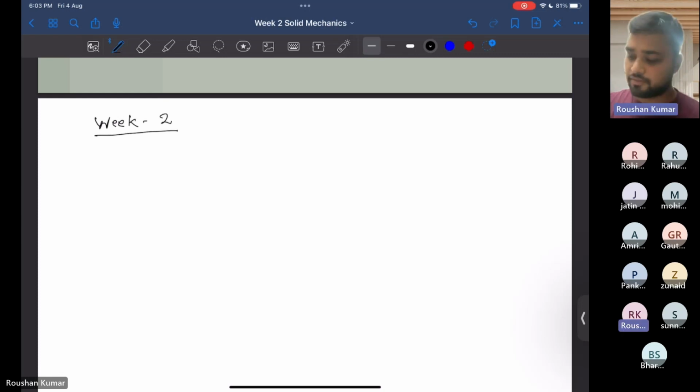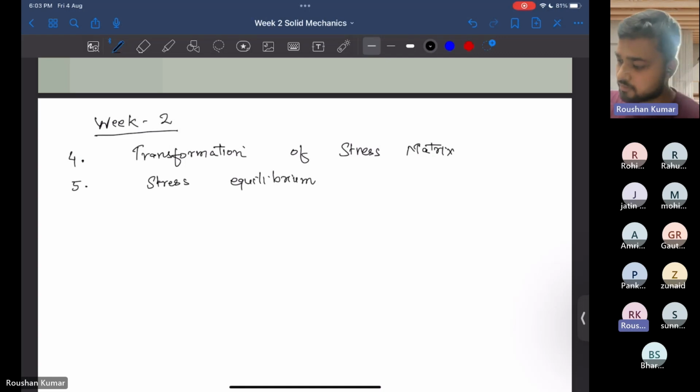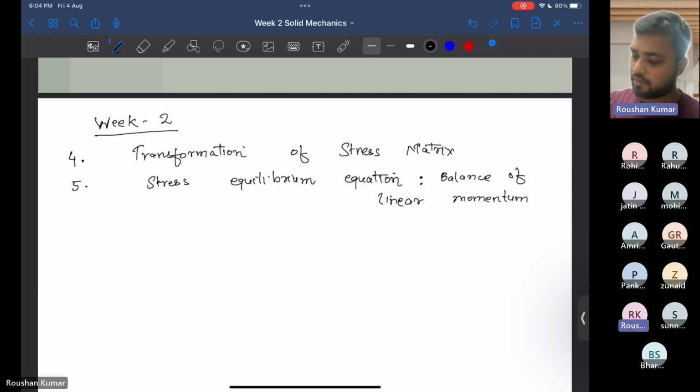So in week 2, we have 3 lectures. Lecture number 4 is on transformation of stress matrix. Then lecture 5 is on the stress equilibrium equation. In this lecture, we have balance of linear momentum, which is basically LMB. And in the second lecture, which is lecture number 6, balance of angular momentum is discussed.